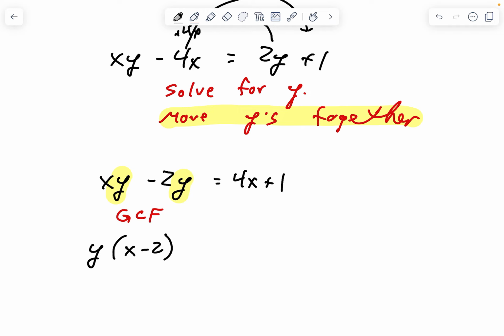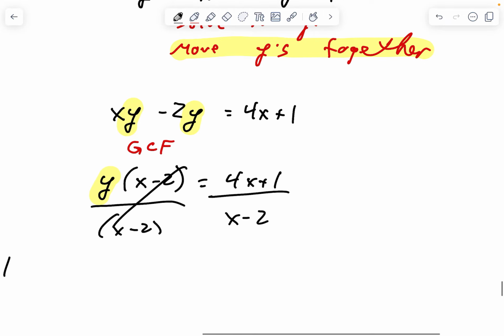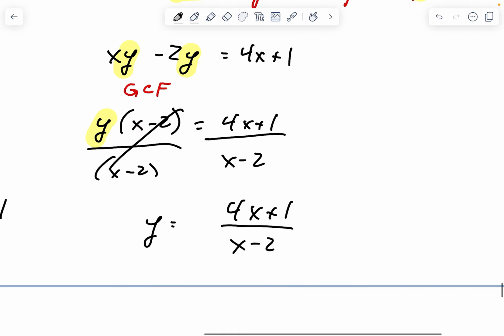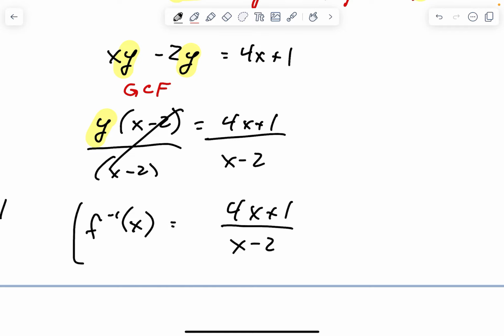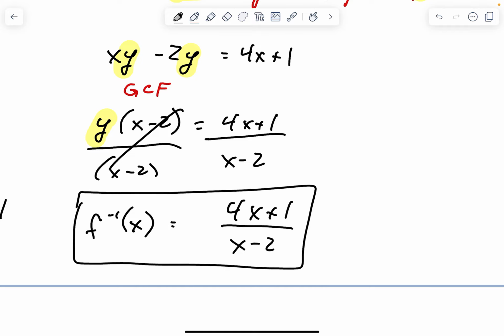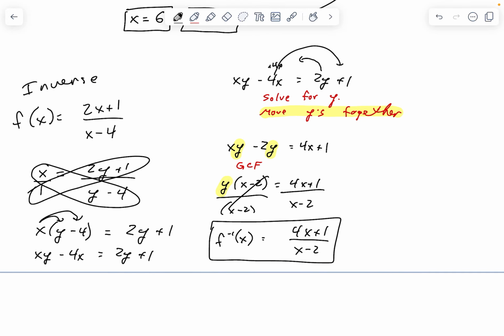And now I have that singular y, equals 4x plus 1. In order to isolate that singular y, now I can divide by my x minus 2. So I get y equals 4x plus 1 over x minus 2. And remember, if this is f of x, I'm writing this as f inverse of x. And there's my inverse.